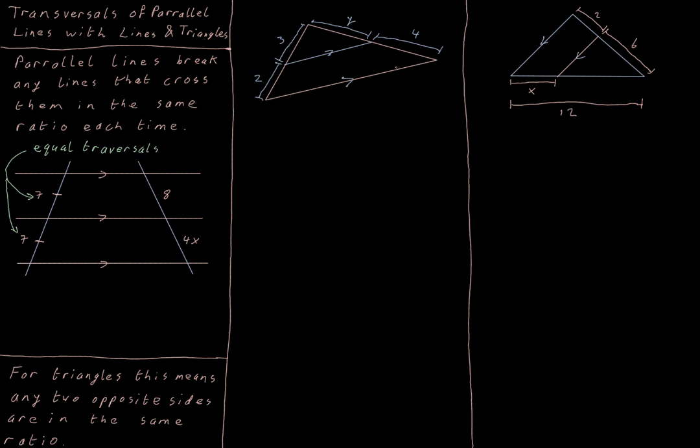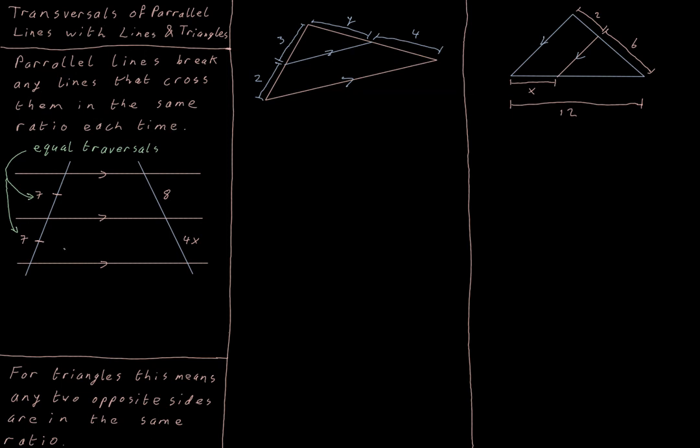So if we have the base of a triangle or one of the sides of a triangle and we have a line going through the triangle that is parallel to that side, it breaks up the sides of the triangle in a particular ratio. So very similar connected type ideas. So parallel lines break up any line that crosses them in the same ratio.